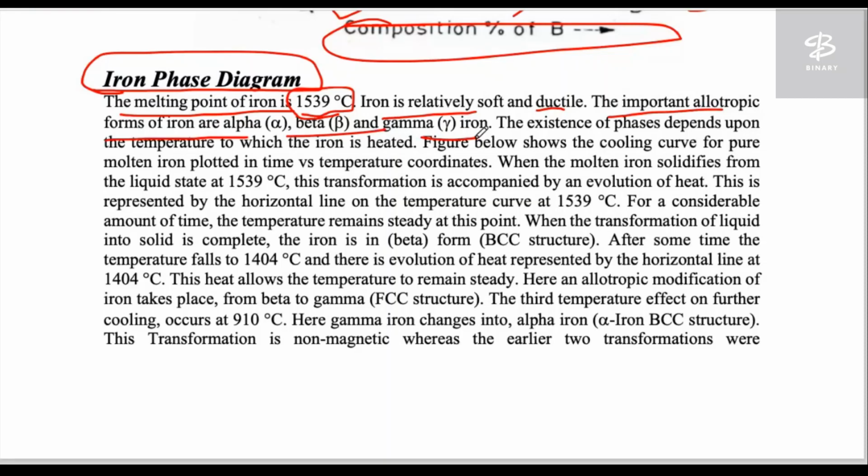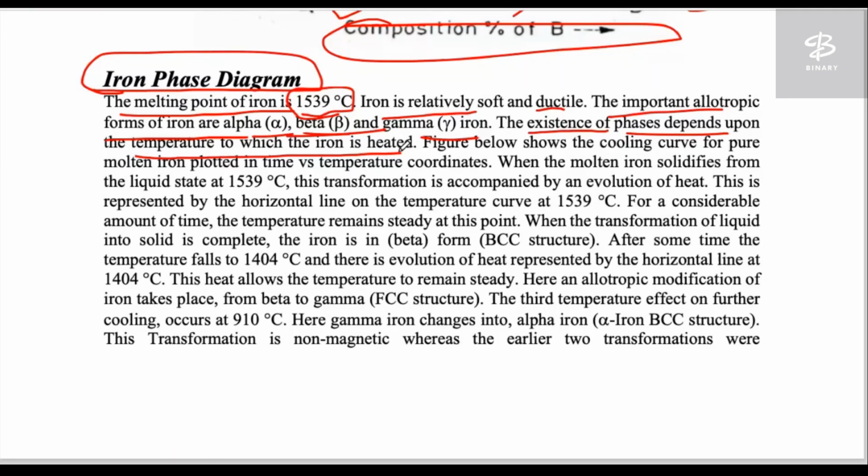Allotropic means, I already made you know, the phases of the element or metals when they are at a different temperature. And it could be of the same phase, but they have different crystal structures. So the allotropes of iron are alpha, beta, and gamma. The existence of phases depends upon the temperature to which the iron is heated. Obviously, because these are all the games of heating or cooling, both are a concern of temperature.